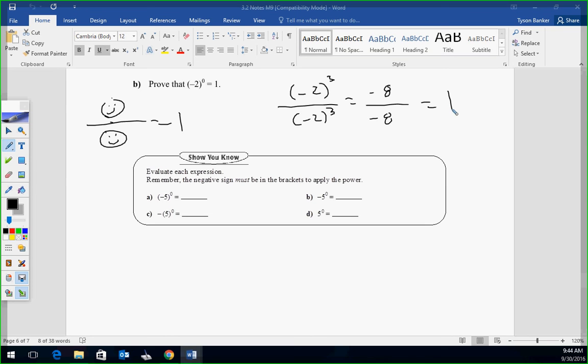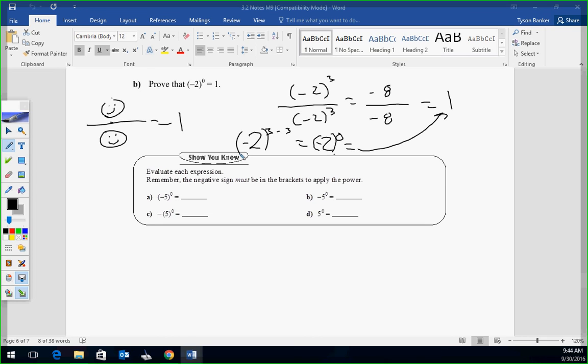Okay, so what we're proving is, because the quotient rule says subtract the powers, if I subtract the powers, I get 3 minus 3, which is 0. Well, we know it's 1, so then negative 2 to the 0 is 1. It's not 0. Just make sure you never put 0.